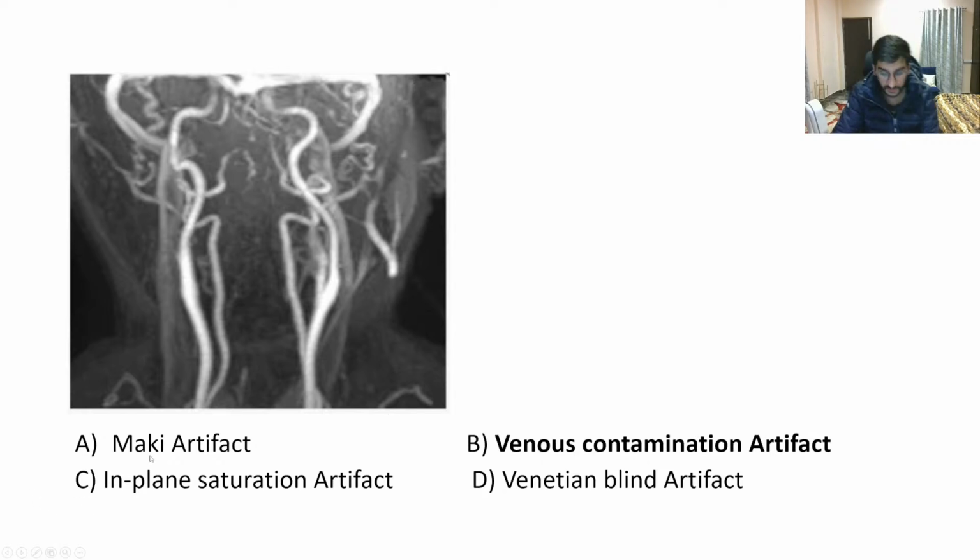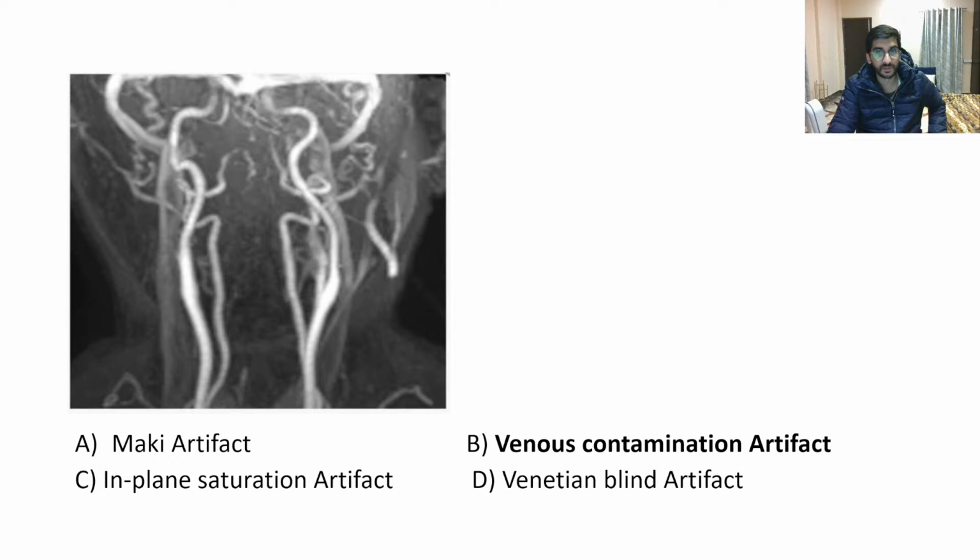Maki artifact is also called ring artifact or ringing artifact. It occurs when you acquire the images before the contrast has reached the arterial system. In the post-contrast angio images, if there is a mismatch in the timing of image acquisition, and the image is acquired before the contrast reaches the arteries, the marquee artifact is seen. In that artifact you see a vessel with loss of signal in the center, while the periphery of the vessel wall enhances. There is an enhancement in the wall of the vessel. This is called marquee. In-plane saturation is seen in 2D and 3D TOF, especially in cases of the circle of Willis.